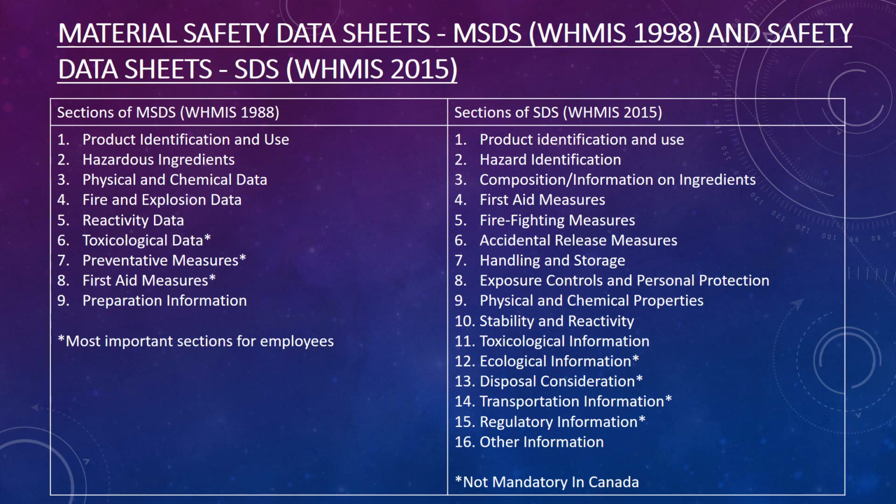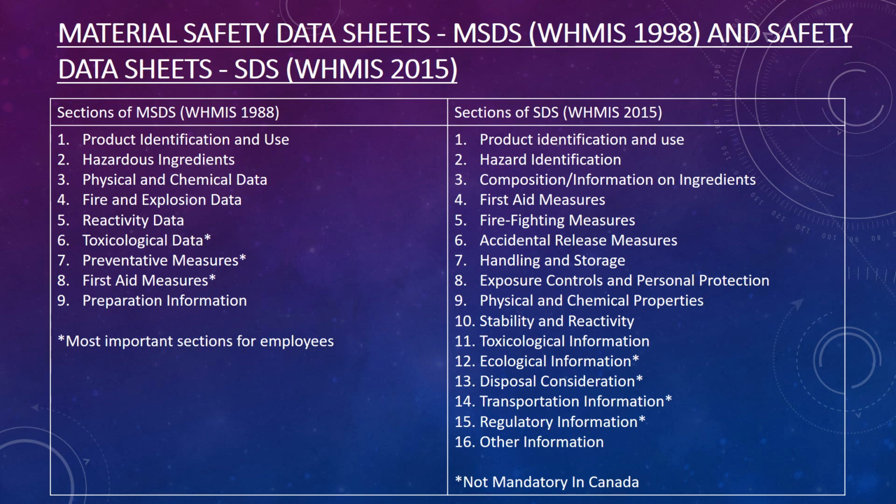Sections of Material Safety Data Sheets, WHMIS 1988. 1. Product identification and use. 2. Hazardous ingredients. 3. Physical and chemical data. 4. Fire and explosion data. 5. Reactivity data. 6. Toxicological data. 7. Preventative measures. 8. First aid measures. 9. Preparation information.